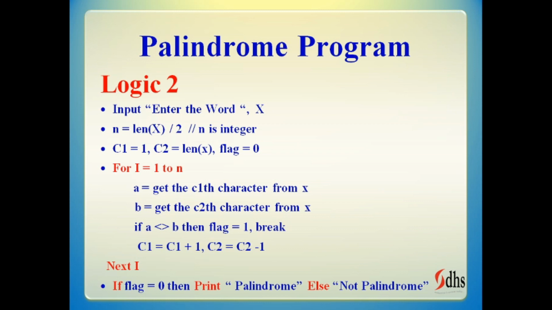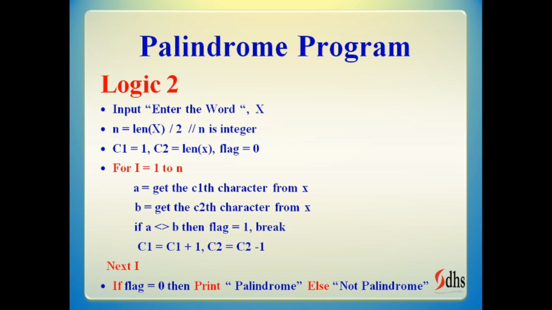A gets the counter 1 character, that is I. B gets the counter 2 character, that is the last, 5th character, that is A. Now we compare. Is A not equal to B? A is I, B is A. It is not equal, so we make flag equal to 1. Earlier we made flag equal to 0. Then break, it will come out. If the flag equals 0, print it is a palindrome, else it is not a palindrome. For India, flag is changed to 1, so it will print not palindrome.